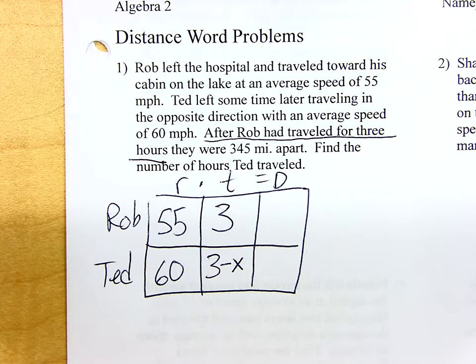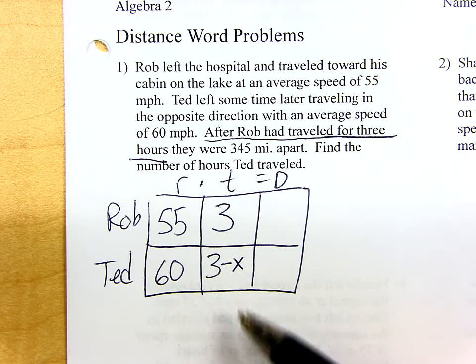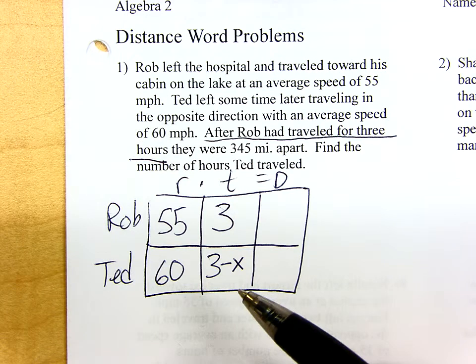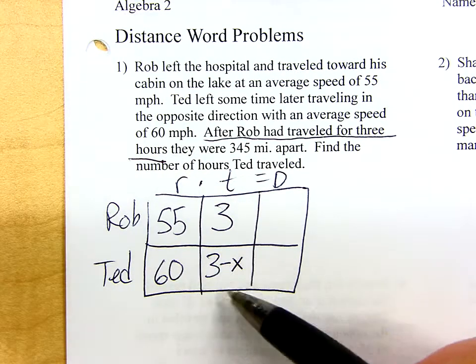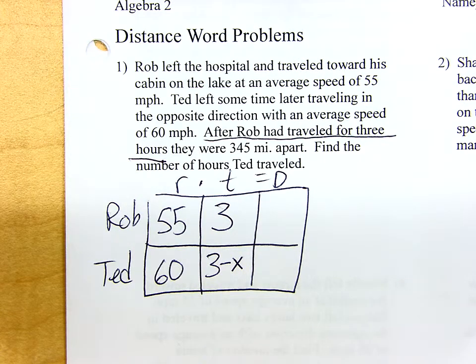Now, does that make sense? By the way, if you had just called Ted's time just x and not done 3 minus x, you still would have gotten the right answer. Okay? But hopefully you understand why I did 3 minus x, because I know it's Rob's time. He's been out for 3 hours. And now Ted is sometime less than that.